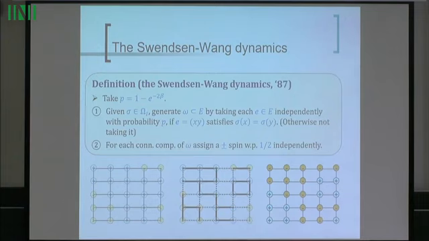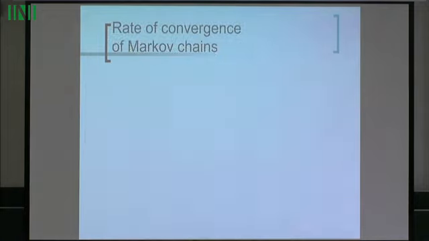It is also easy to see that this Markov chain is ergodic and reversible with respect to the Ising model, and it's non-local because we update pretty much everything at each step, and this is the main reason why it is difficult to study this model mathematically. Now I'll briefly review how we measure the convergence of Markov chains.